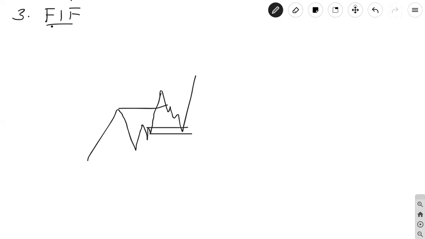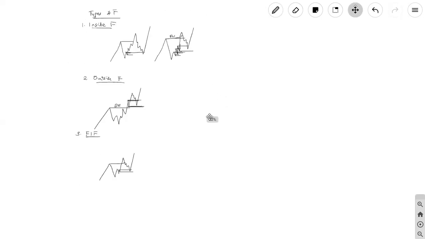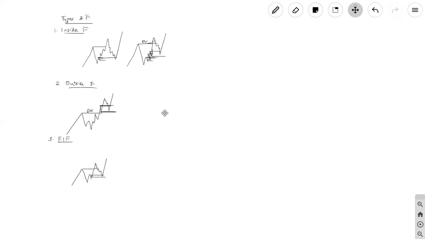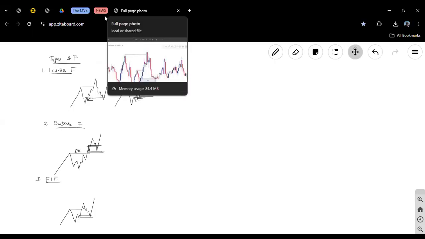So this FIF actually is very powerful, and when you find it, it actually delivers good results. But it's very rare to find. So you need to be keen in analyzing the market. So those are the three types of formation which we are going to use as entry. So let's go to some examples and see what we are talking about.